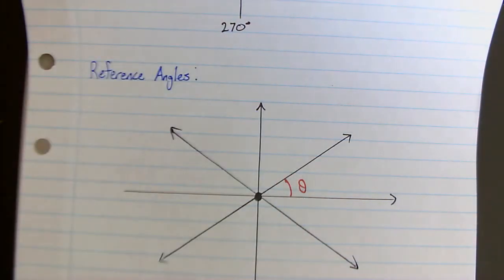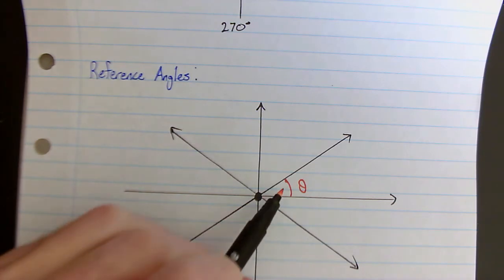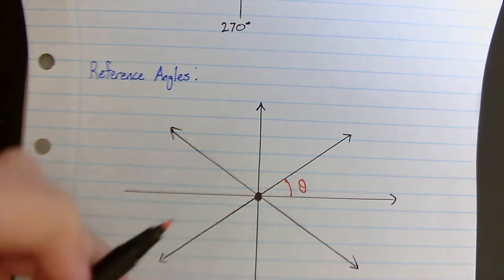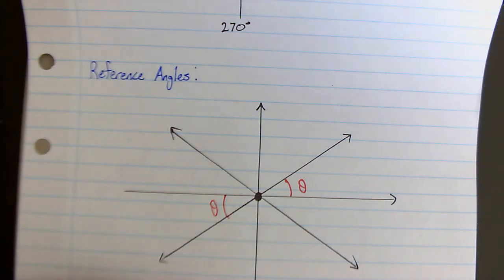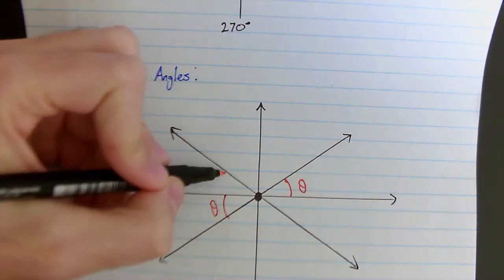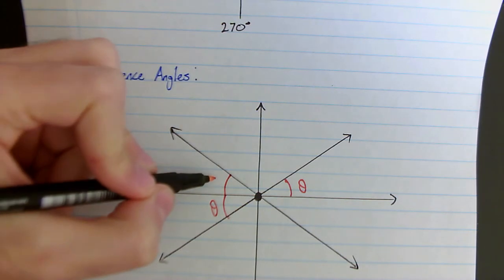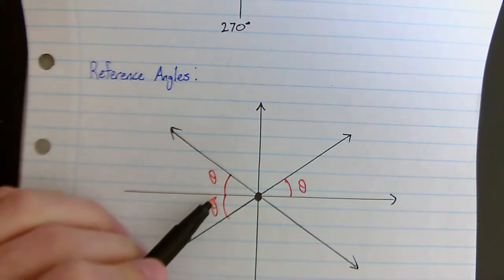Okay? And hopefully what we can see is by vertically opposite angles, this angle here is also going to be theta. Okay? And I'm just going to say that this angle here is also equal to theta. Okay, so this angle here.